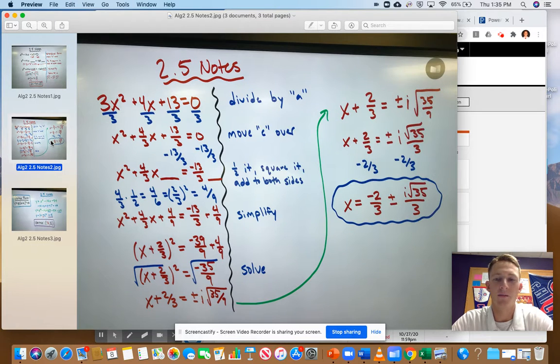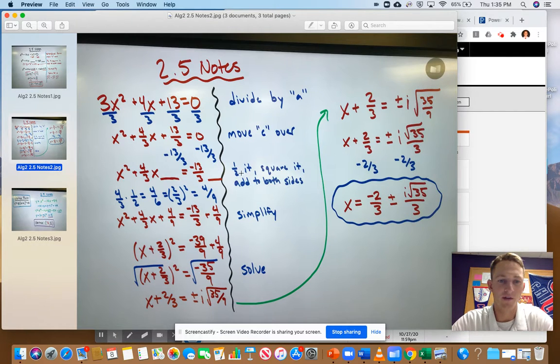Moving on to the second problem. A little more complicated because we have a number in front of the x squared. We have an a value. So let's divide by that a value. So now we have x squared plus 4/3 x plus 13 over 3 equals 0. Again, we want to move the c over, so we're going to subtract 13 over 3, and I'm going to leave a space after the x squared plus 4/3 x and after the negative 13 over 3.